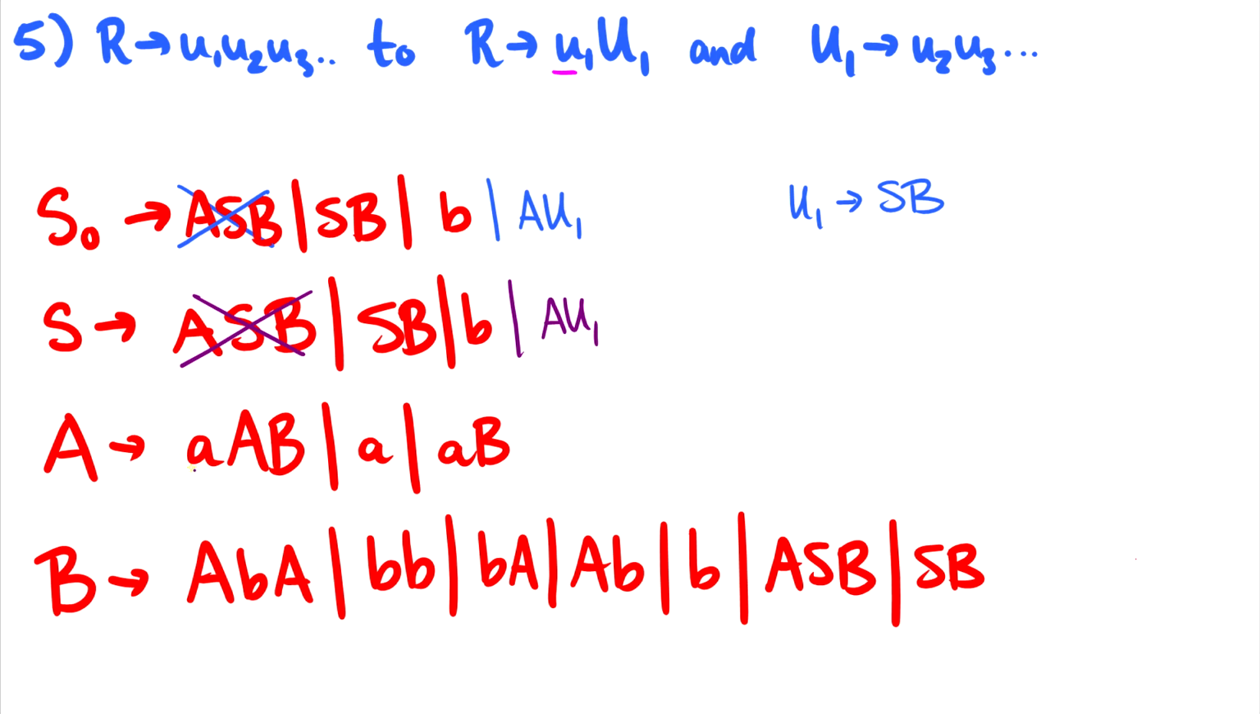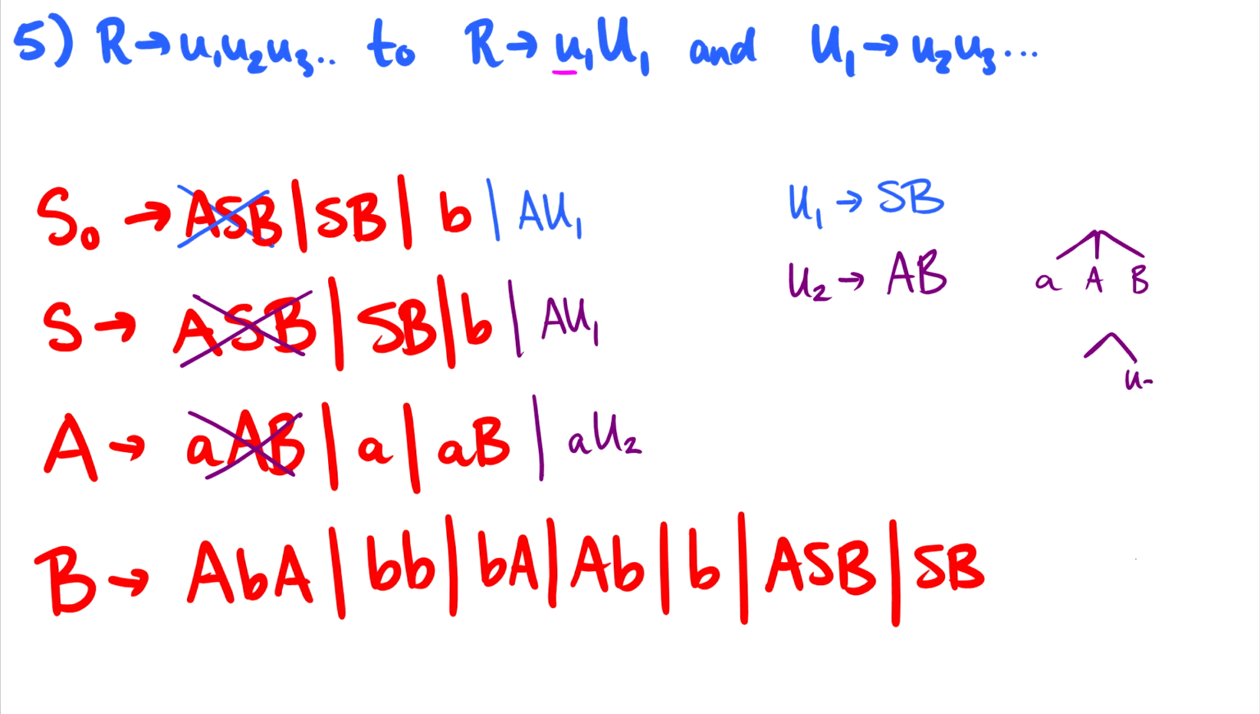For A goes to terminal A, then variables AB. Well, we want to keep the A, but we want to convert this AB into another variable. So we're going to remove this and call this AU2, and then U2 will become variables AB. So again, we're just converting this structure, terminal A, variables A, B, into a structure that is binary branching with U2. So here's a nice demonstration of what it becomes.